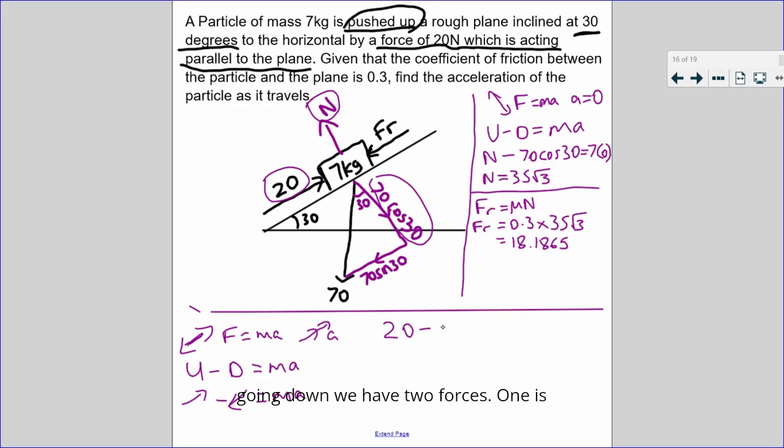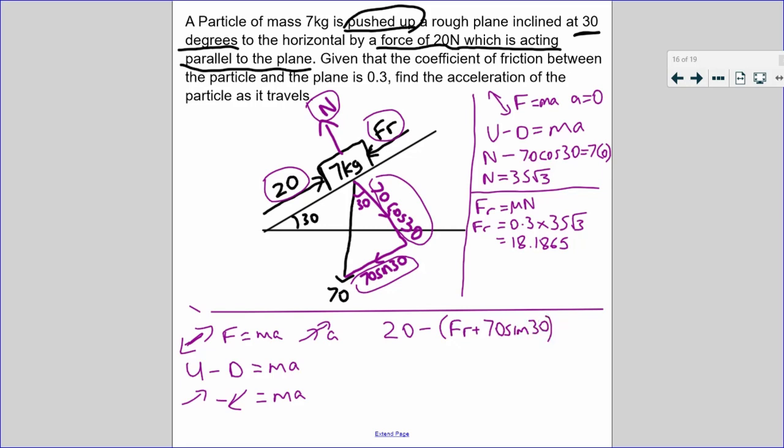And going down, we have two forces. One is your friction, which is here, and the other is your 70 sine 30. Okay, so we combine these together. Equals to MA, so 7A. Right, now we solve this. So 20 minus, now we already have the value of friction, 18.1865. We add that to 70 sine 30.